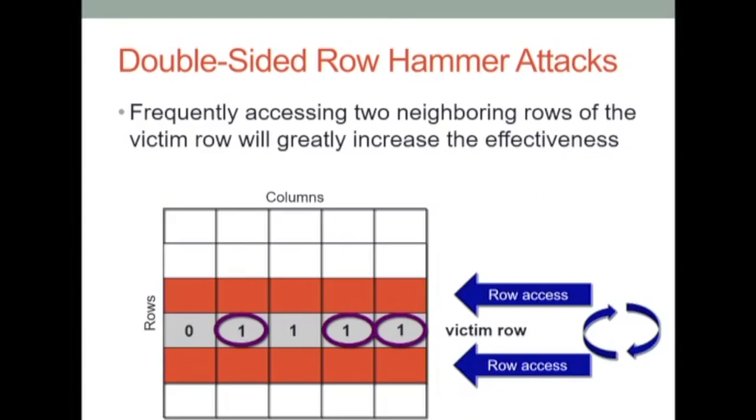And there's another type of attack called double-sided Rowhammer attacks. This is more effective. So basically, if you frequently access the two neighboring rows of one victim row, it will greatly increase the effectiveness of this attack. And in this example, as long as the attacker can access the two rows that are close to the victim row, it has a great chance to cause bit flips in the victim row.